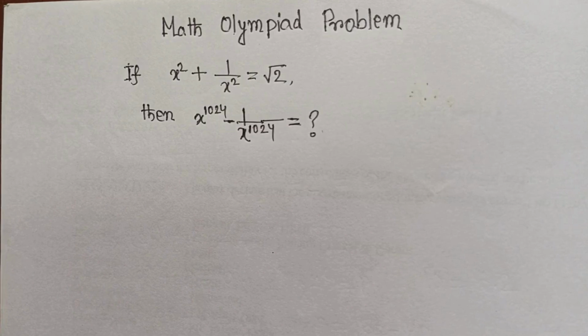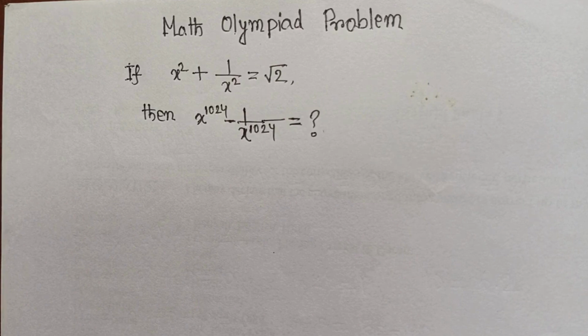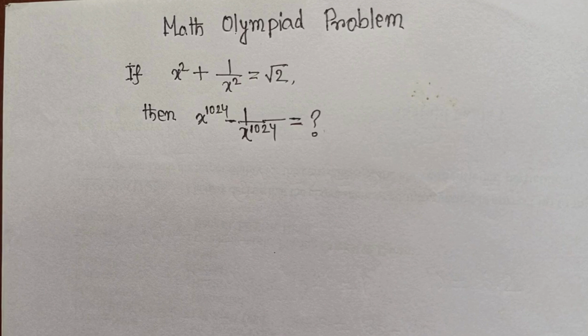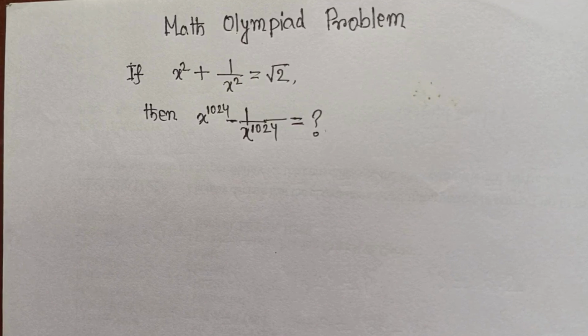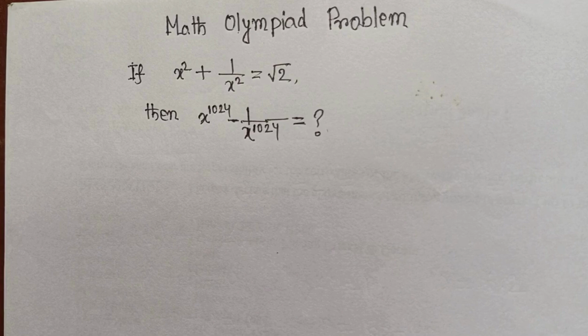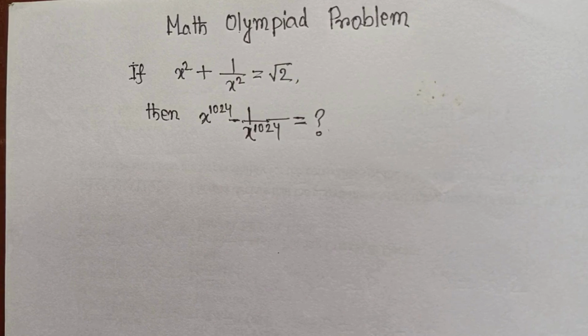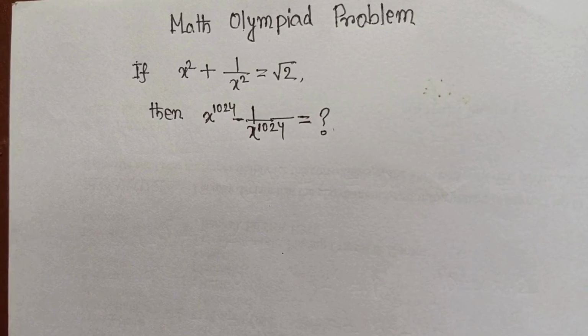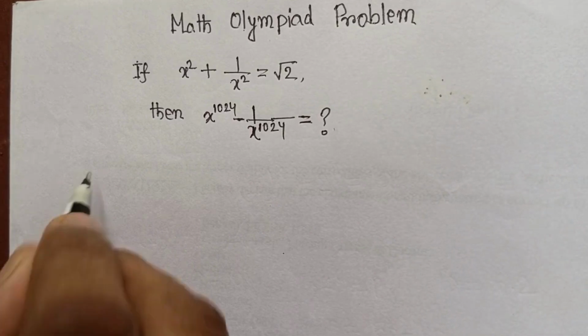Today we are going to solve another exponential equation. Here, if x square plus 1 by x square is equal to root 2, then we have to find the value of x to the power 1024 minus 1 by x to the power 1024. So let's start the solution.